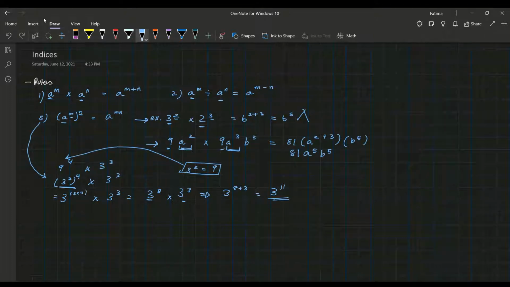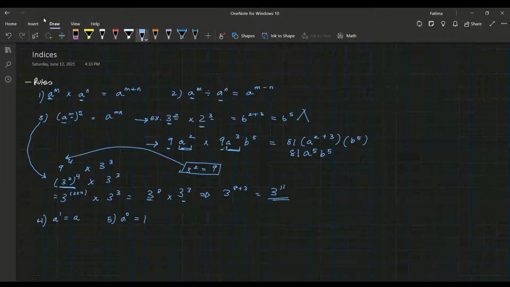Now moving on to some more basic rules. You should know that anything to the power 1 is equal to itself. So over here I have a to the power 1, that will equal a. And the next rule, which is also quite simple: if anything is raised to 0, it will equal 1. So a to the power 0 over here is equal to 1.